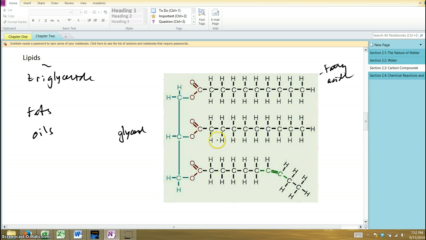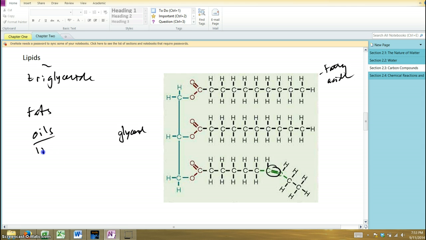You'll notice that these fatty acids differ. These two are just long straight chains, but this one has a bend in it because it has this double bond. It's missing some hydrogens, and two of the carbons have bonded together with a double covalent bond. That causes this chain to bend. When you have triglycerides with those kinds of fatty acids, with these double bonded carbons, those are the oils.